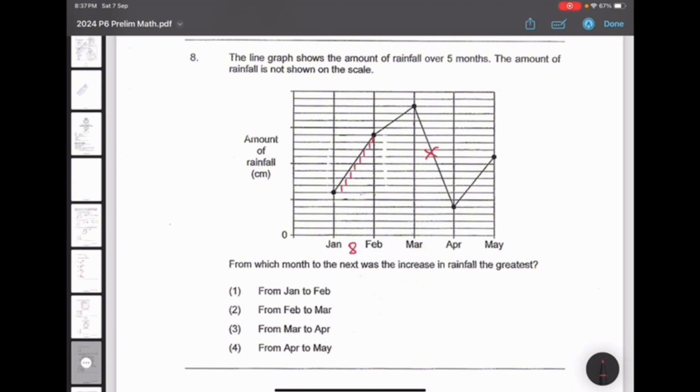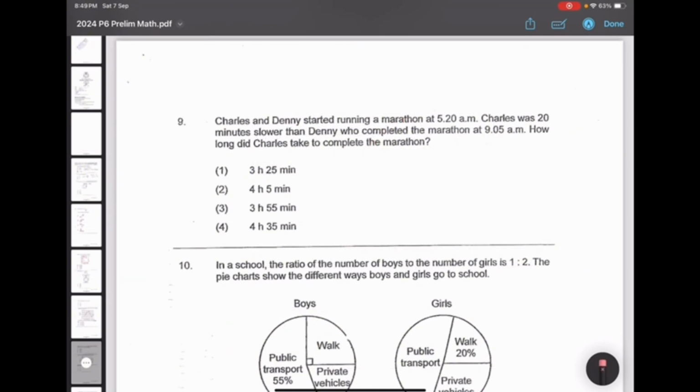From February to March, we have 1, 2, 3, 4. April to May, we have 1, 2, 3, 4, 5, 6, 7. And they are asking us from which month to the next was the increase in the rainfall the greatest. So therefore, my answer is January to February. And the answer to question number 8 is number 1. Alright, moving on to question number 9.